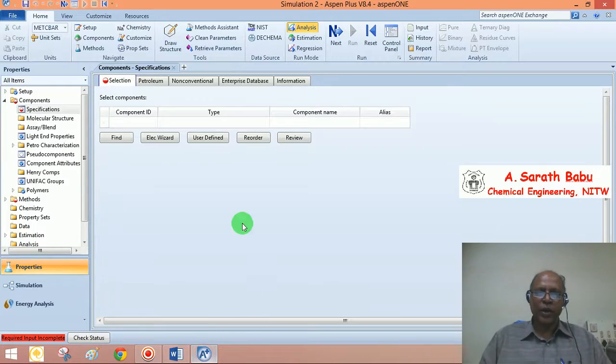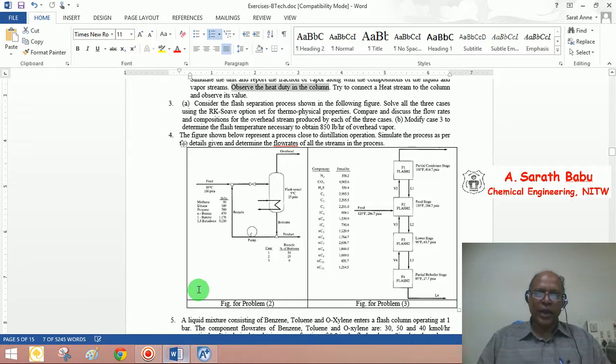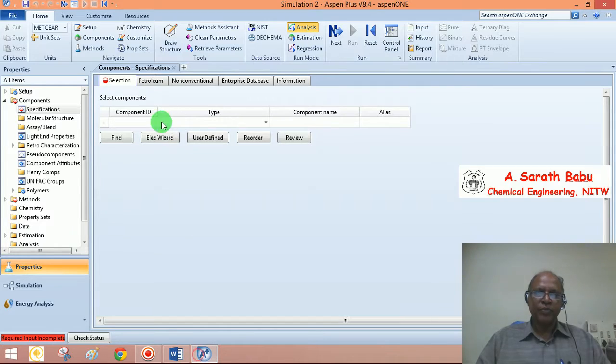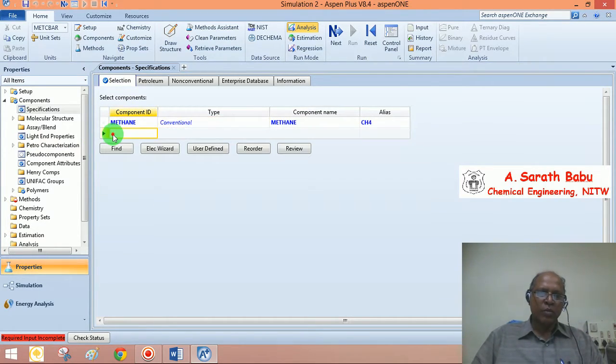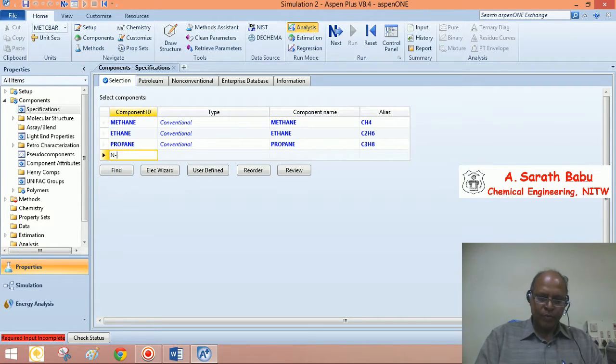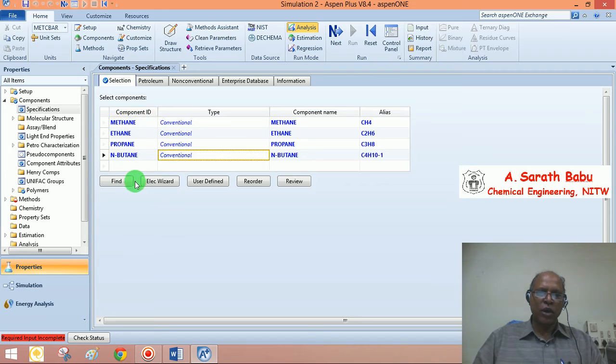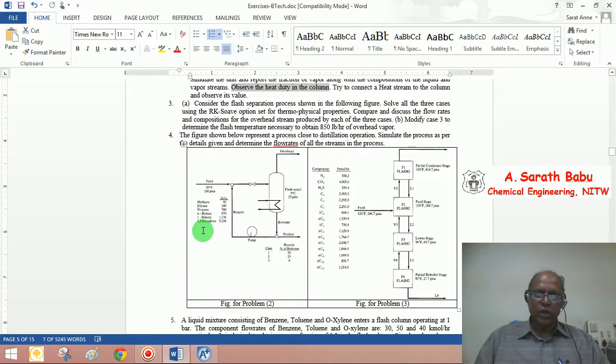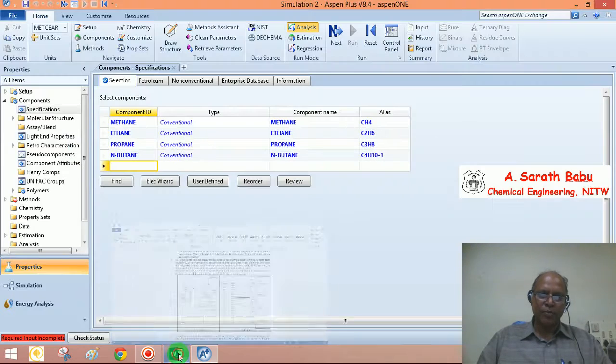Now let me go back to Aspen and declare all the components: methane, ethane, propane, N-butane. Till now we have been handling only binary systems. In this particular case, you can see whatever calculations you did earlier are more or less going to be similar, even when handling a multi-component system. 1-butene, 1,3-butadiene.